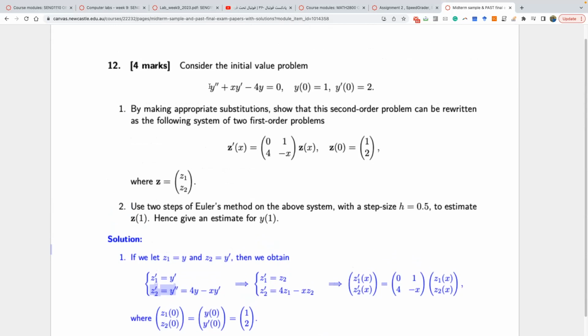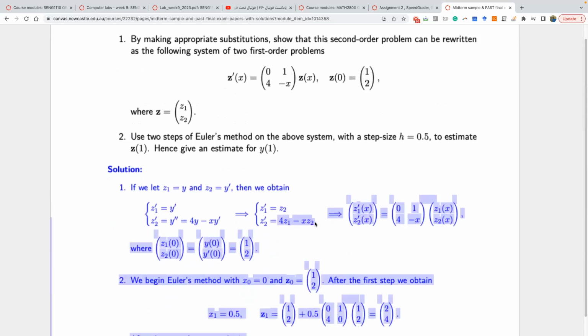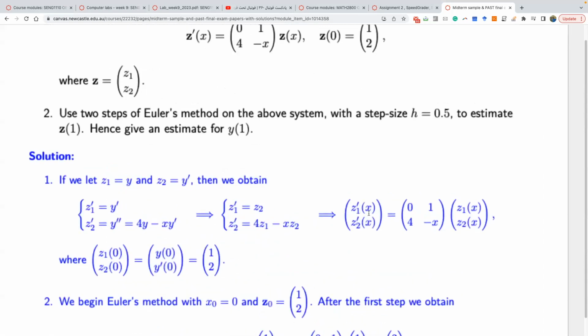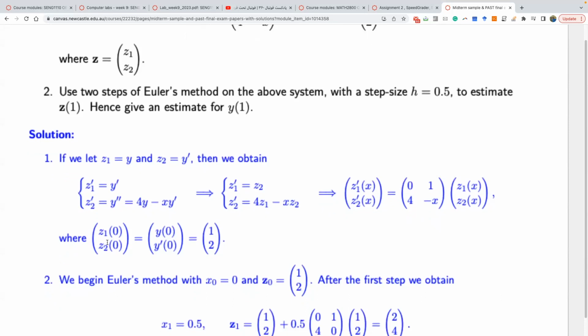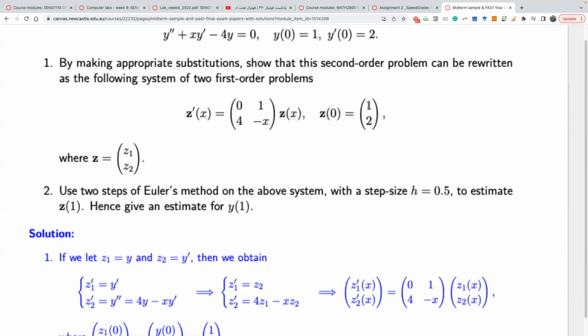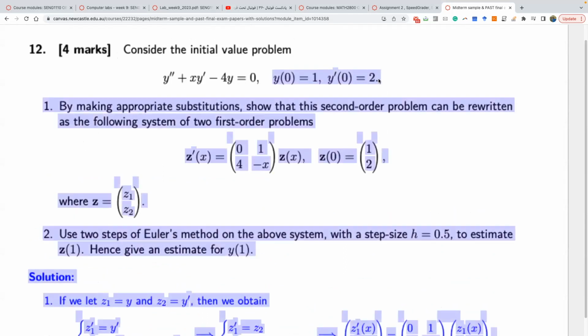Y double prime comes from here: 4y minus xy prime. So you've got this one: Z1 prime, Z2 prime equals the matrix 0, 1, 4 minus x times Z1, Z2, where Z1(0) and Z2(0) are 1, 2.